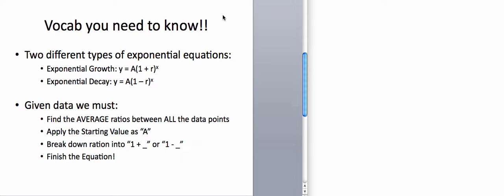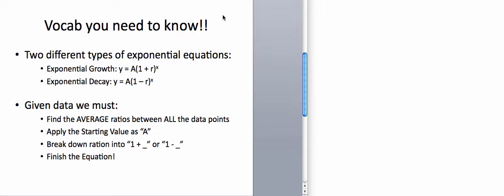So we have two different types of exponential equations that we've talked about. Exponential growth, that's also like a percent increase. Exponential decay, that's like a percent decrease. Everything we've dealt with so far has always gone up or down by a constant ratio or a constant multiplier. We're going to notice now with the data that in the real world, it's never perfectly constant.